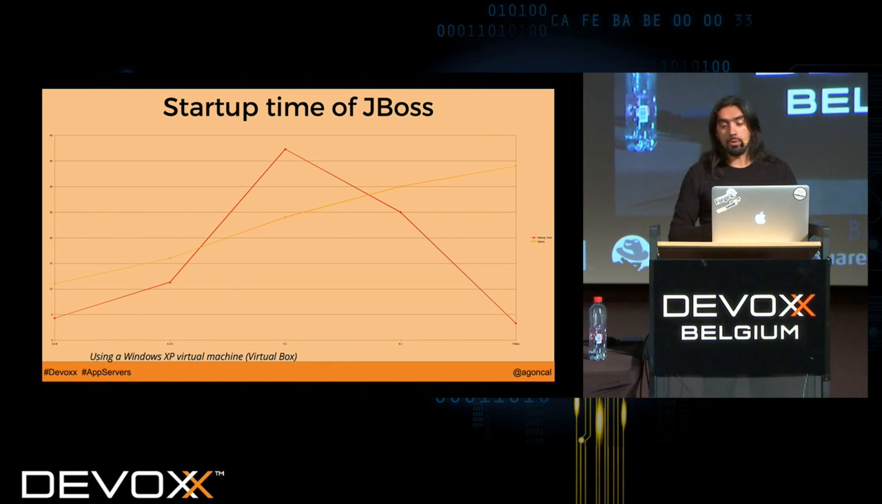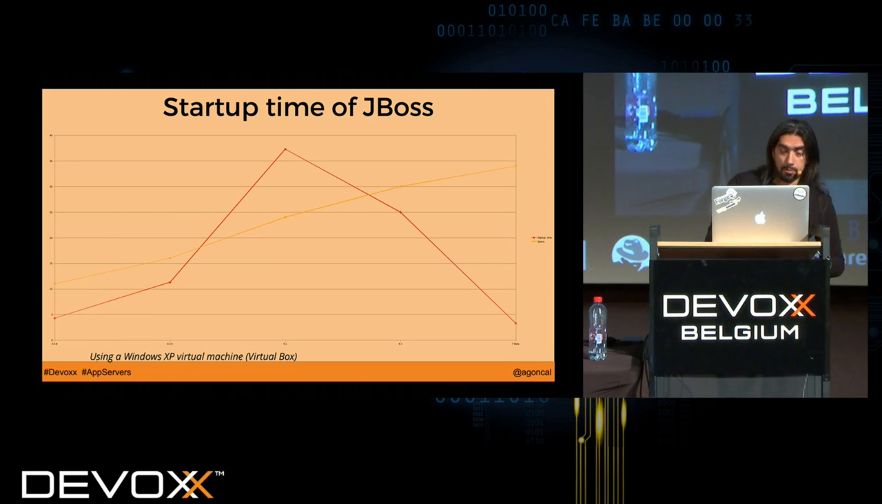So on the yellow line, you have all the Java EE specifications, meaning the first point, we are in J2EE 1.3. It implements 12 specs. The second point, we are in J2EE 1.4. It implements 16 specifications. And it goes up and up and up till Java EE 7, which implements 34 specifications. So the yellow is Java EE getting bigger and bigger, doing more and more things.